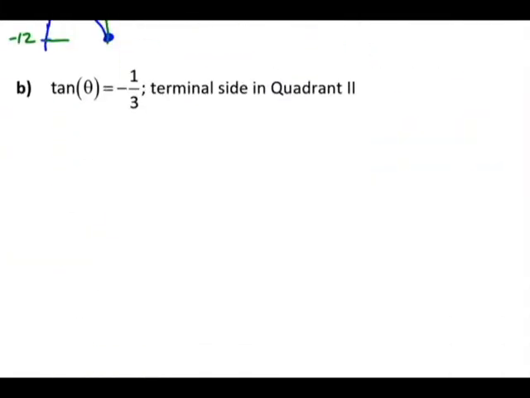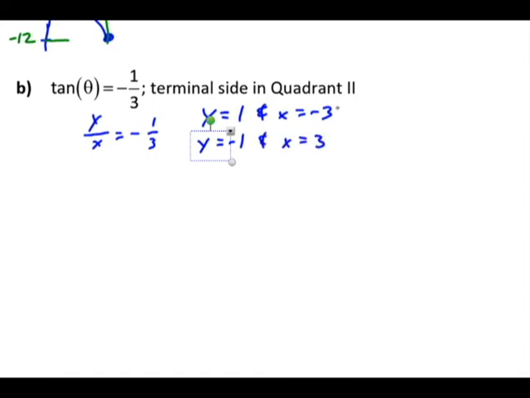The final example has a bit of a twist. We know that y over x is negative 1/3. X and y are both coordinates, and so do we let y equal 1 and x equal negative 3, or do we let y equal negative 1 and x equal positive 3? Either one would yield a tangent of negative 1/3. We look to the other piece of information to resolve this. We're in quadrant 2.